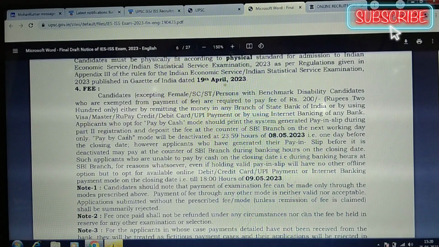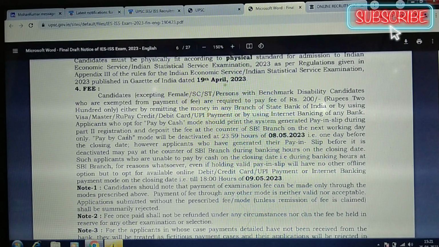200 rupees only, either by remitting the money in any branch of State Bank of India or by using Visa or Mastercard. You can make the payment by downloading the challan after application submission, or you can pay online by using your Visa, Mastercard or RuPay credit or debit card, or by using internet banking of any bank. You can make the payment up to 8th May 2023.